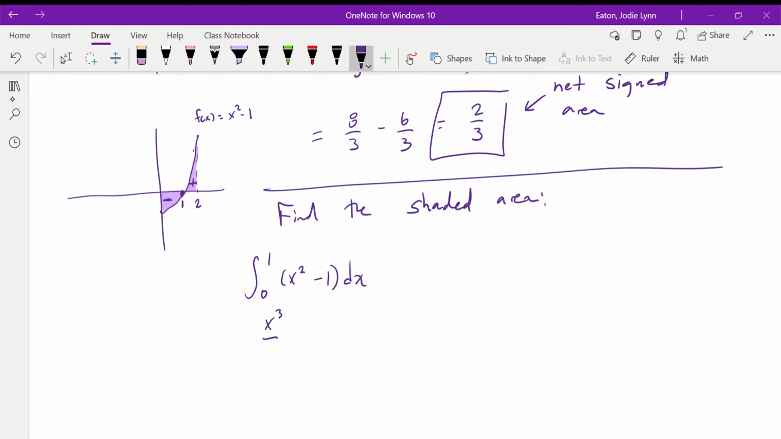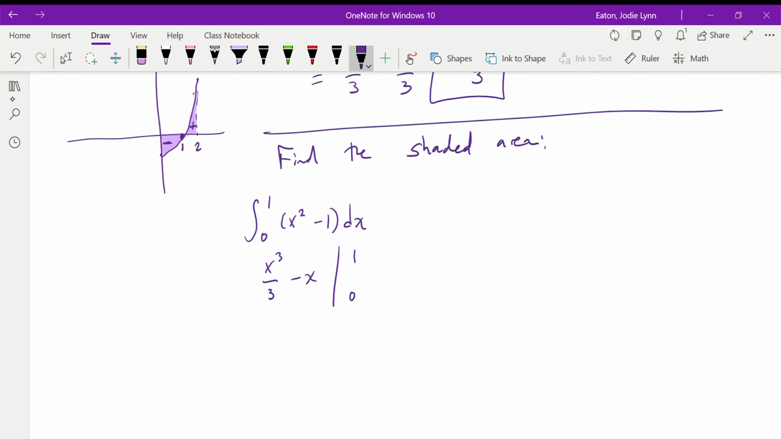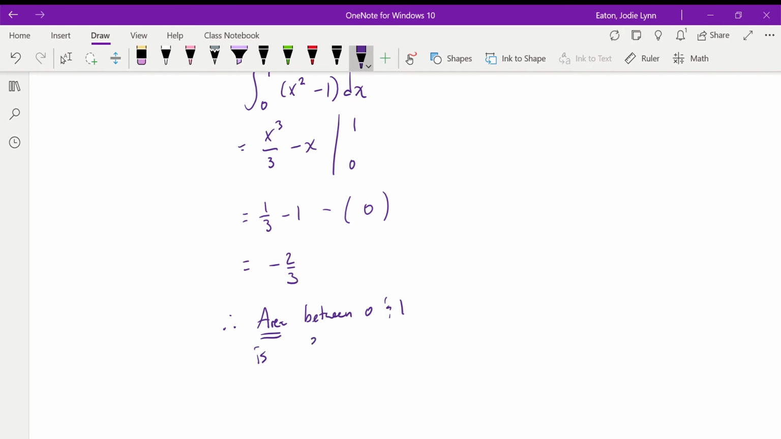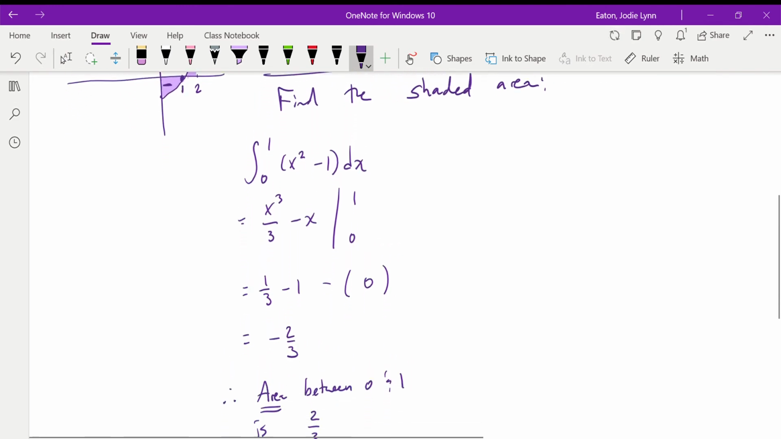This is x cubed over 3 minus x evaluated from 1 to 0. So this is 1/3 minus 1 minus 0, which is negative 2/3. So the area under the graph, the positive area between 0 and 1, is 2/3. Okay, so now we're going to find the area between 1 and 2.